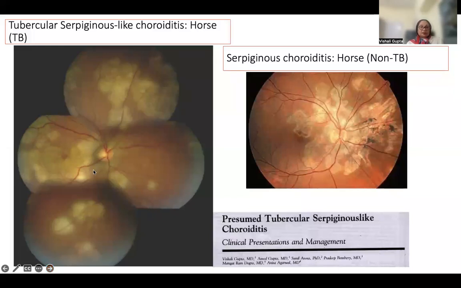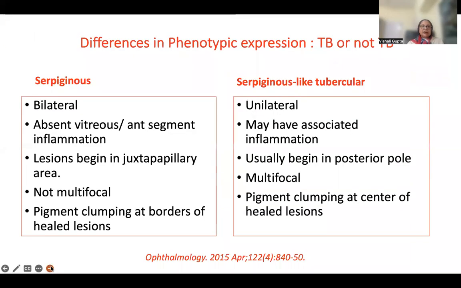Another horse is serpiginous-like choroiditis. When we see serpiginous-like choroiditis, it's important to differentiate it from a non-horse, which is an autoimmune variety of serpiginous choroiditis. And how to differentiate?